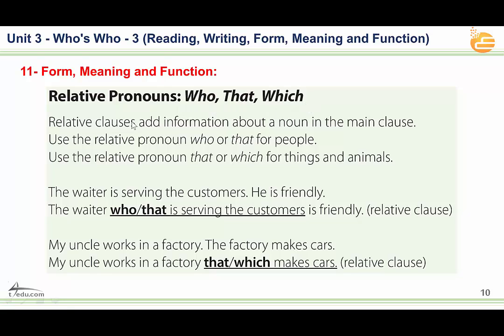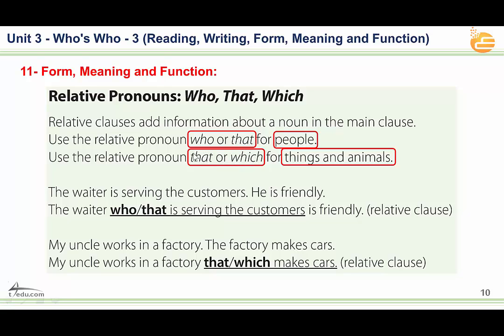Okay, so for example, use the relative pronoun who or that for people. This is very important. Can you see it? Who or that for people. Don't forget, use the relative pronoun that or which for things and animals. This is very important. That or which for things and animals. Remember that, okay? For people, we should use who or that. But with things and animals, we should use that or which.